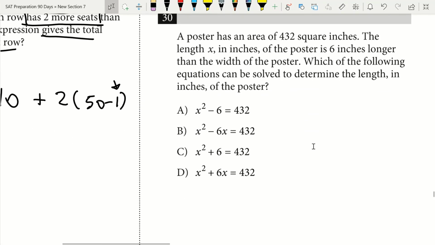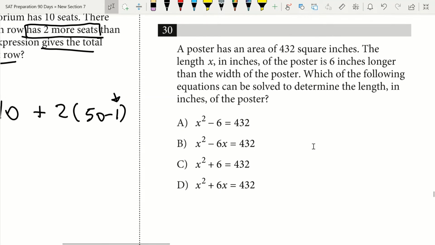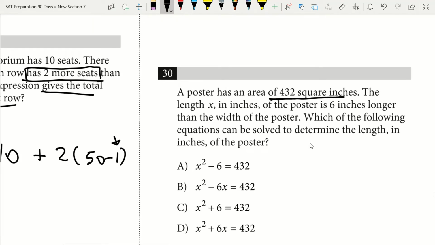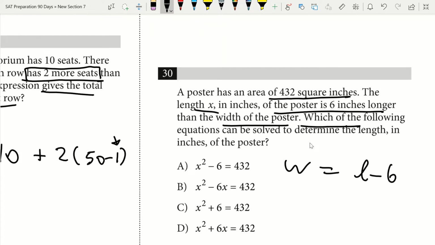Now we've got 30. A poster has an area of 432 inches. The length x in inches of the poster is 6 inches longer than the width of the poster. So the width is going to equal the length minus 6. Which of the following equations can be solved to determine the length in inches of the poster?